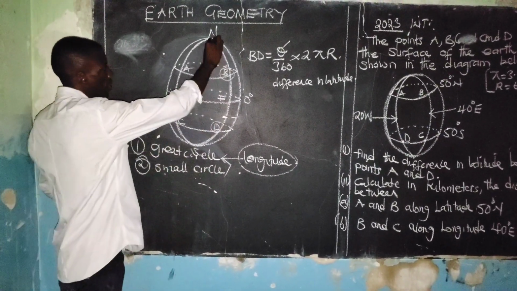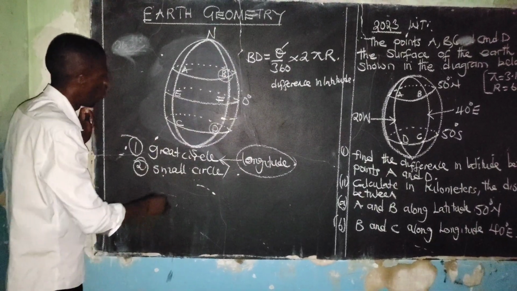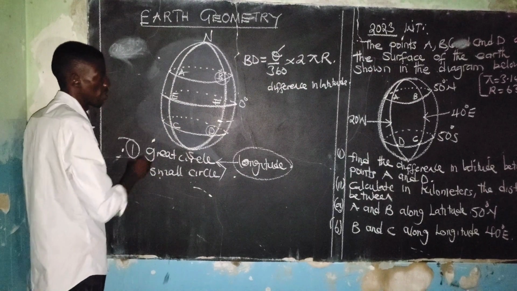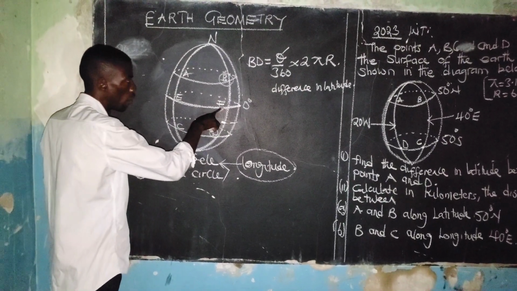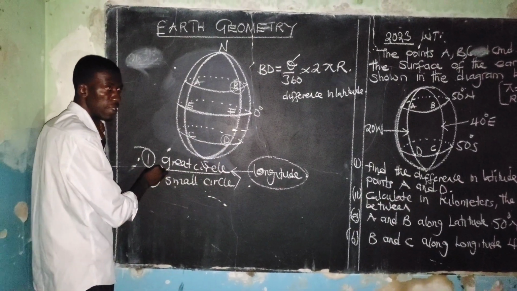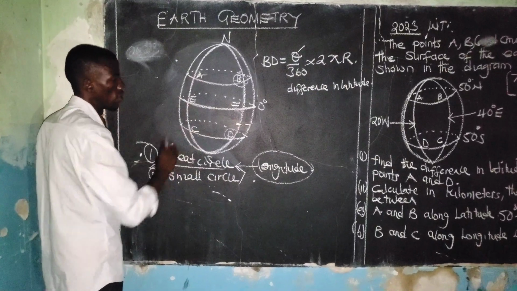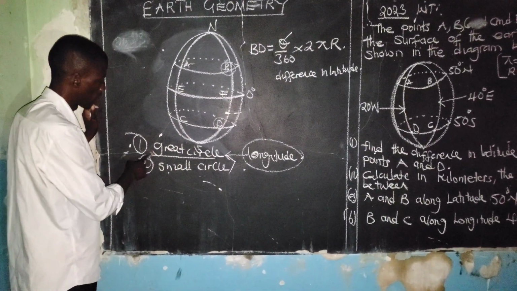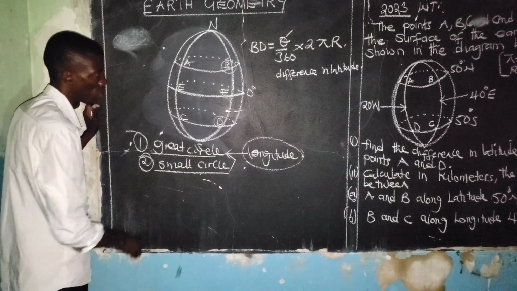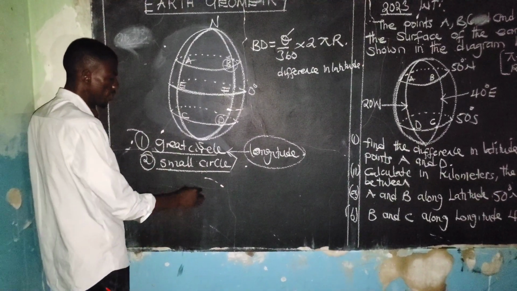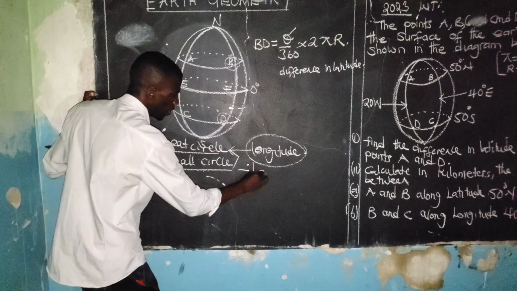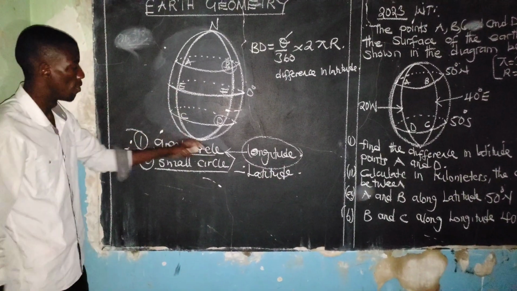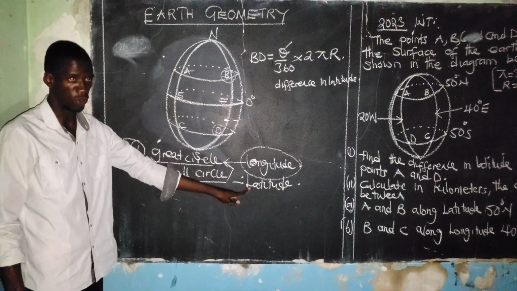Apart from the points that are falling on the same longitude, all points in the equator also fall under the great circle. So EF is also in a great circle. Okay, having looked at a great circle, we can also look at a small circle. Small circle, these fall under the same latitude. So they always fall under the same latitude.